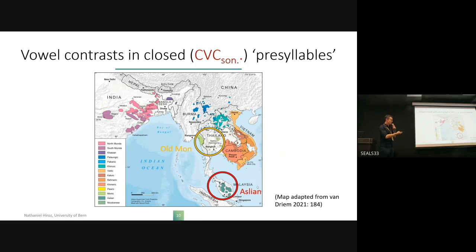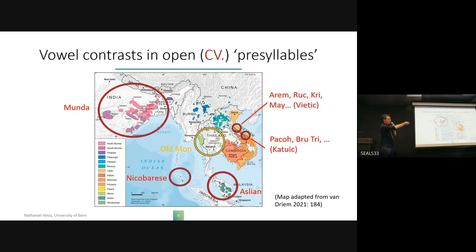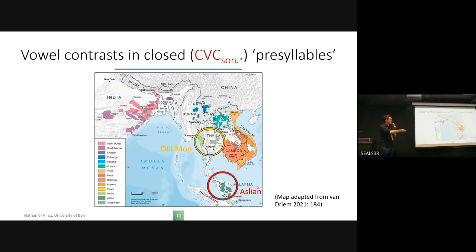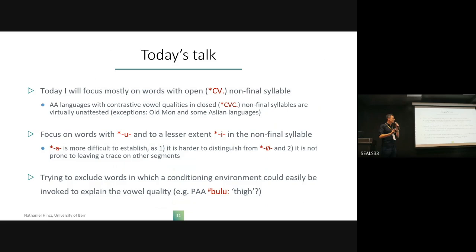And that was when we're talking about open pre-syllables. With closed pre-syllables, we have almost no languages that have such contrast. So today I will mostly focus on words with open non-final syllables, although there will also be two examples with closed syllables. I will focus on words, especially with U, a little bit with E.